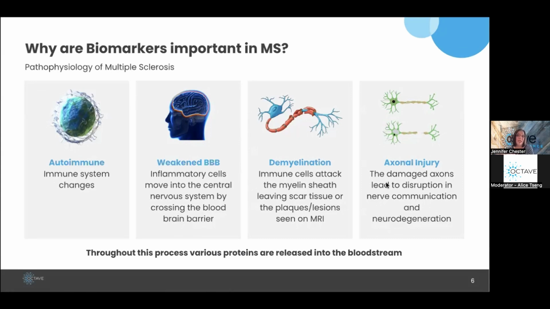From there, after that myelin has been attacked and damaged, then you can get actual damage to the axons. We call this neurodegeneration, or neuroaxonal injury is another word you'll hear, but the axons are damaged. They may actually be completely severed or just damaged. But throughout this whole process of autoimmune changes that start in the peripheral system over into the blood-brain barrier, then causing myelin changes and then axonal injury, various proteins are being released into the bloodstream. Those proteins are the biomarkers that we are looking for.